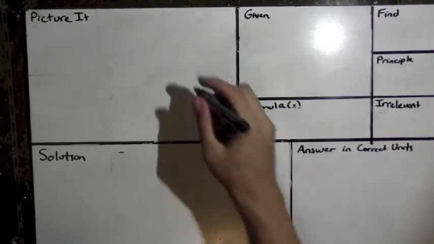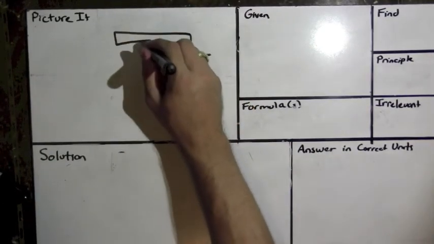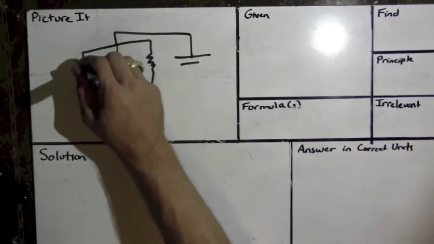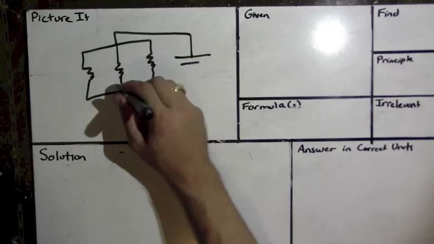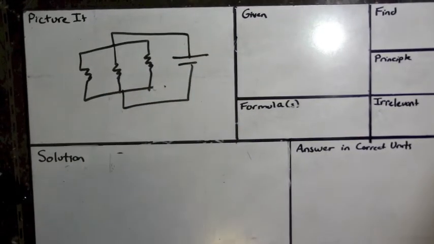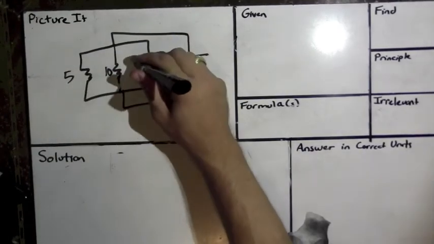Okay, in this circuit we have a battery, and we have three different resistor values. So, the values of the resistor are 5, 10, and 20 ohms.